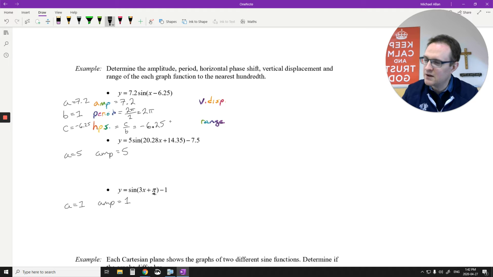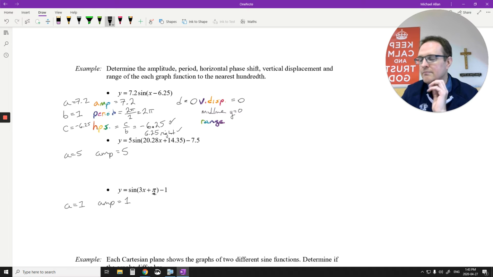Because it's negative, remember what we said about negative numbers, it's actually going right 6.25. You could just leave the number there. Both of these are correct in my mind for this course. Remember, my vertical displacement is my d value, and you notice there's nothing really there, so my d value is 0. So my vertical displacement is also 0. They don't mention it here, but let's put in the midline: y is equal to 0.